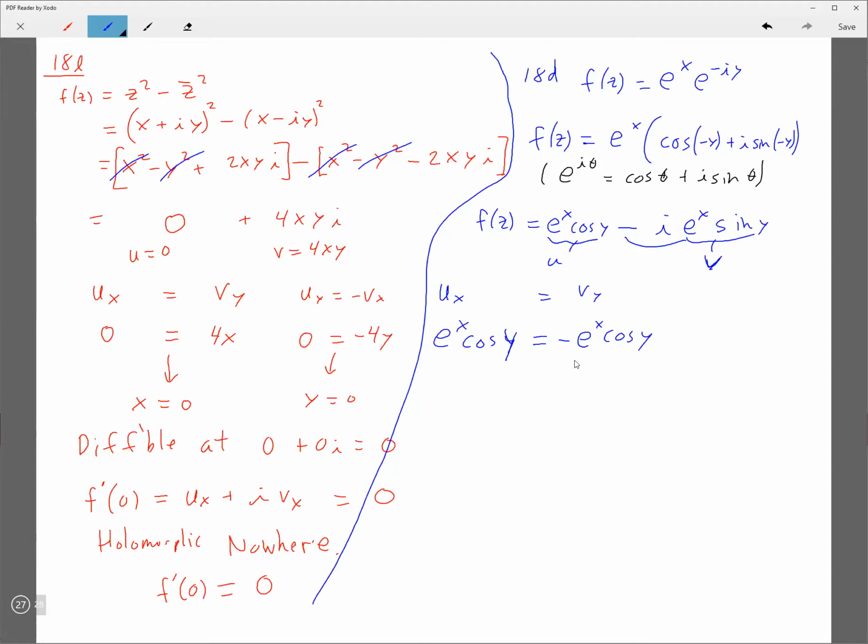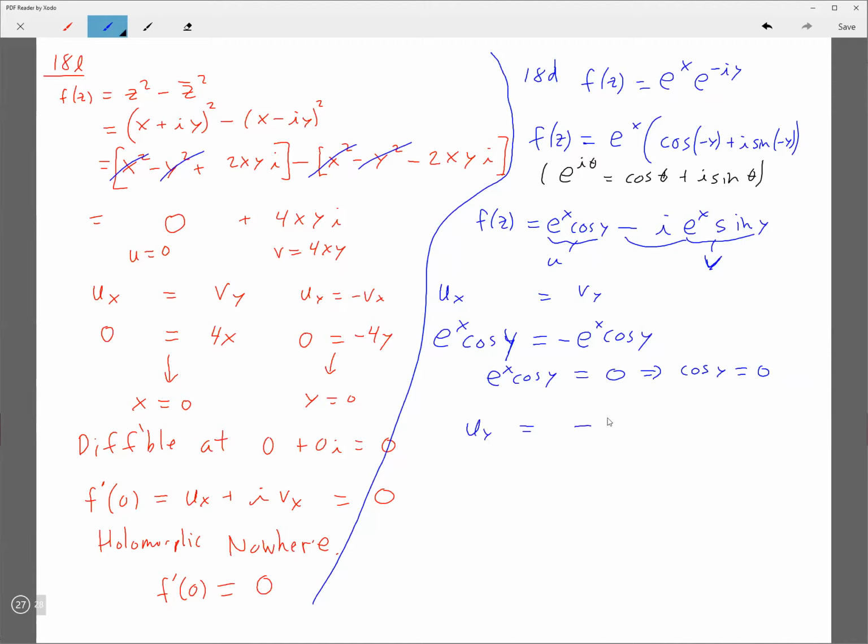So the only way this is going to be equal is if e to the x cosine y is 0, right? That's the only way. And e to the x is never 0, right? So that means cosine y has to be 0. And there are a lot of points that satisfy that. There's pi over 2, then 3 pi over 2, and basically pi over 2 plus any multiple of pi is going to work. Okay, we'll come back to that though. Let's go to the other one and see if that gives us more information.